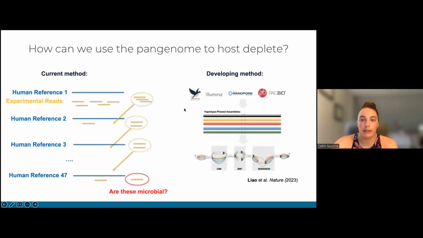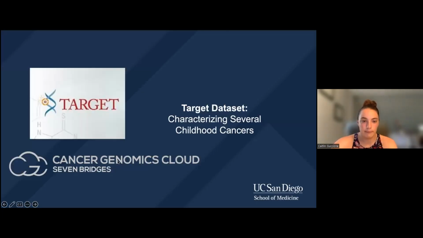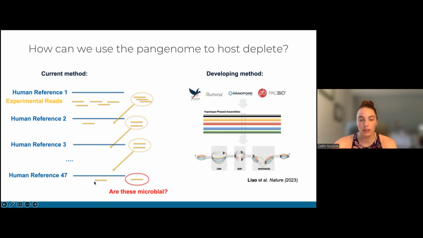And so currently we've adapted our pipeline a little bit to basically extract in our host depletion, take things from human reference 1 and host deplete from there, and then run it through and host deplete on human reference 2, all the way down to 47. This is effective, but it's obviously very computationally expensive.